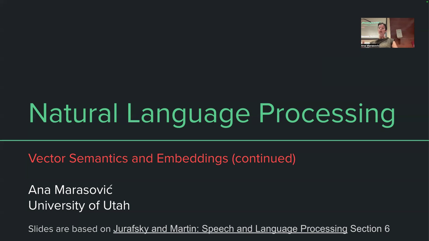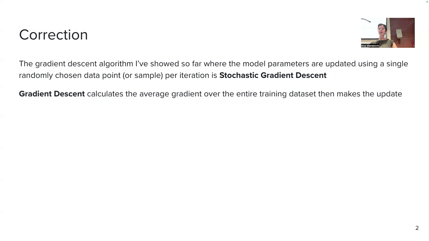Before we go back to where we started last time, I do want to make a correction of a mistake I made. When I was talking about gradient descent before, I was actually talking about stochastic gradient descent. So there is a difference between these two terms. Stochastic gradient descent refers to when we make updates after every training instance, so in every iteration. Whereas in gradient descent, we would instead average the gradients over the entire training set.